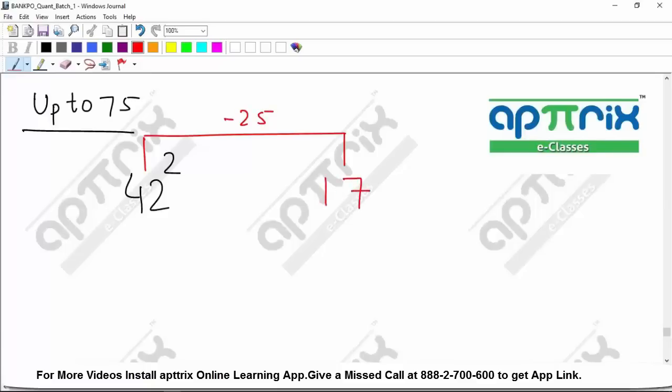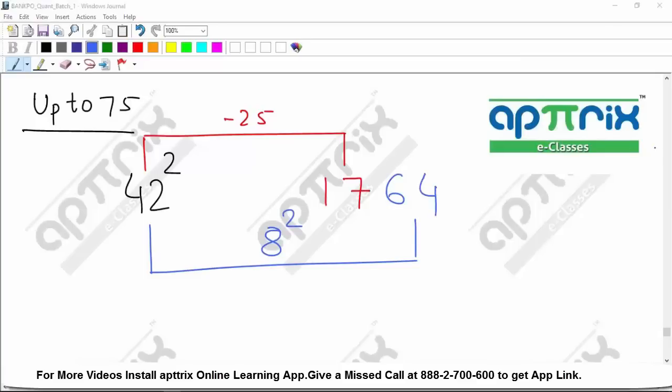So 17 will be the first 2 digits. Now for writing the last 2 digits, just take the difference from 50, that is 8, and take the square, that becomes 64. So 1764 is the square of 42. It's a 2-step process. Difference from 25 gives the first 2 digits, then the difference from 50, and taking its square, gives the last 2 digits. So 1764 is the final answer.